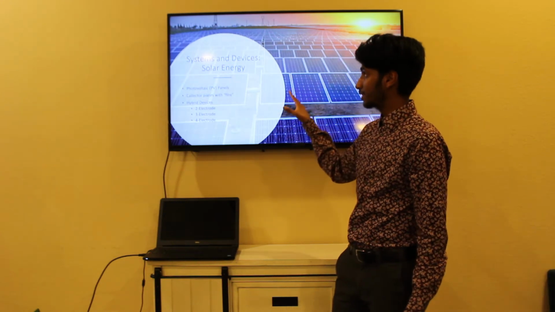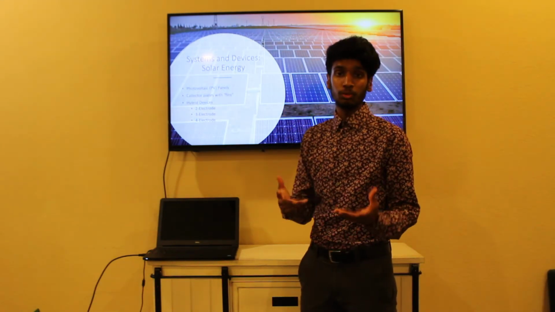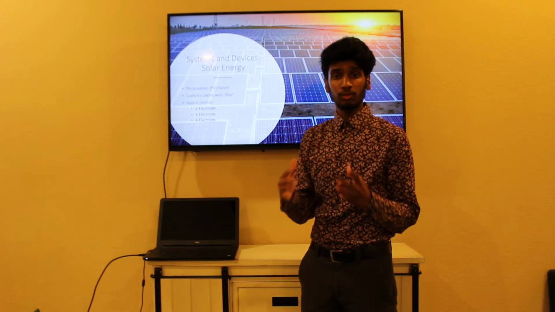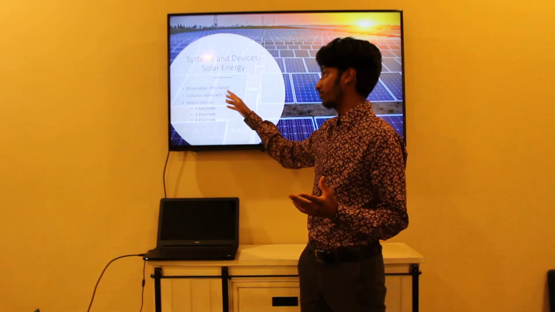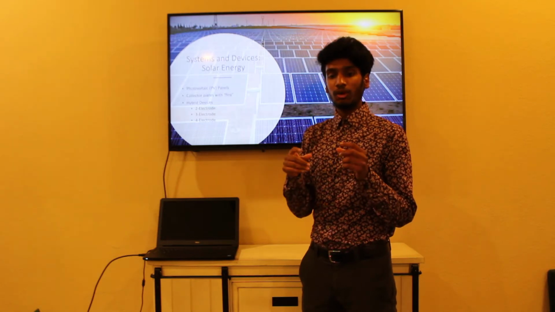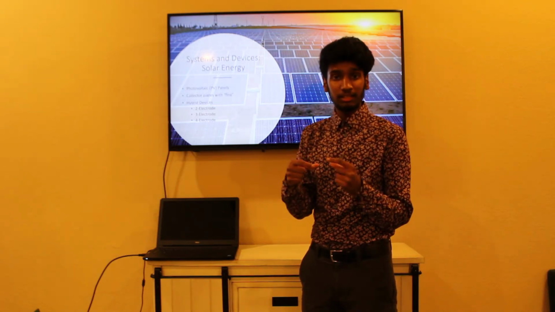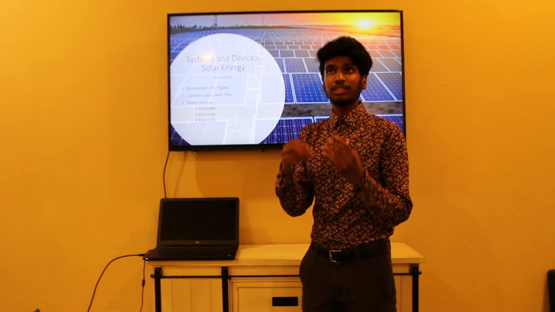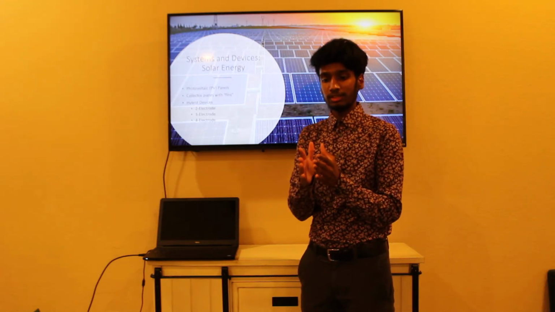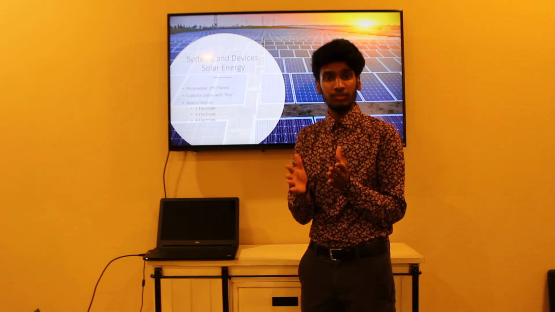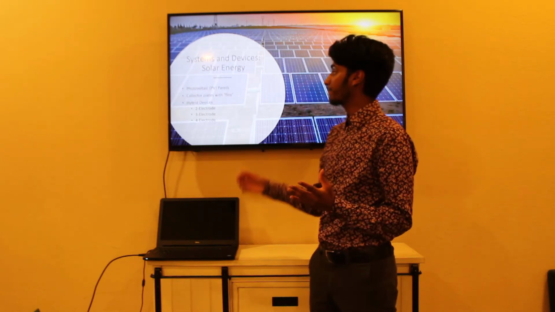So let's go more in depth with solar energy. We're looking at the systems and devices that are used in solar energy, right? As I mentioned before, it's the solar panels. These solar panels are also called photovoltaic panels, right? These are made up of photovoltaic cells, which is the process of absorbing sunlight and converting it to electricity. What it does is it separates the atom from the electron, which generates electricity.